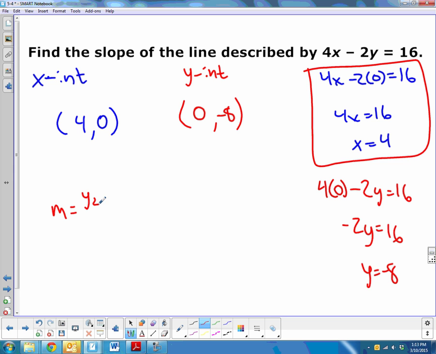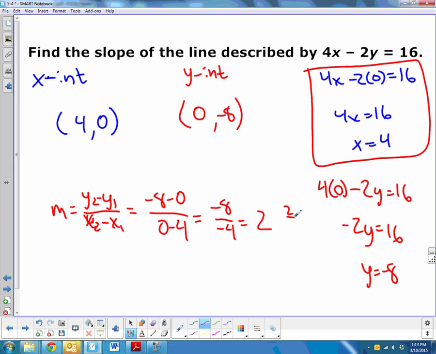So again, I have the change in the vertical over the change in the horizontal, rise over the run. I get -8 minus 0 and 0 minus 4, which gives me -8 over -4, or 2. Of course, you could always write 2 over 1, but we'll go with 2. And that's my slope then. The slope would be 2 based on that equation right there. It's a lot more work, but it's just building on these things that we know. We know how to find the x and y intercepts, so we have 2 points that we can use, and then we can use those 2 points to find the slope, which is the rise over the run.